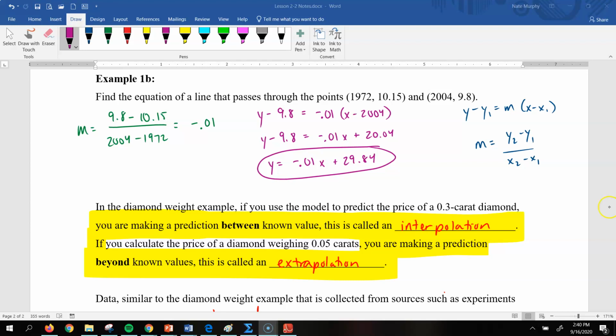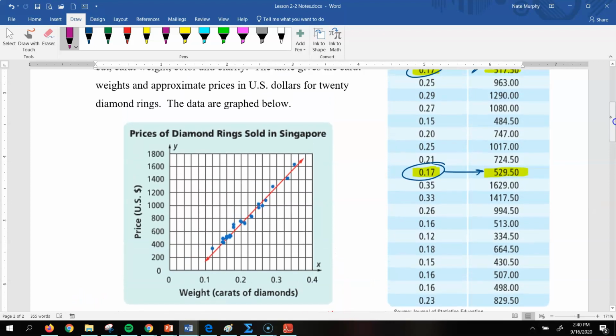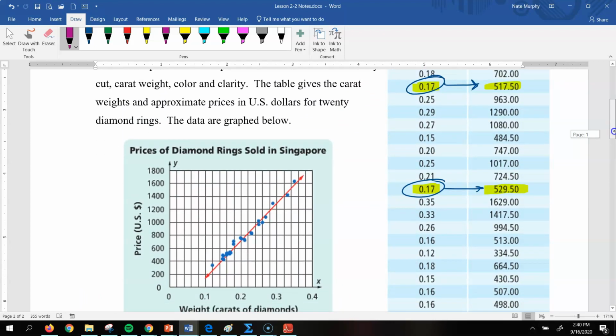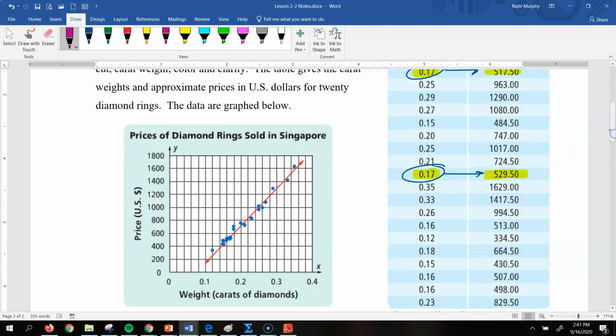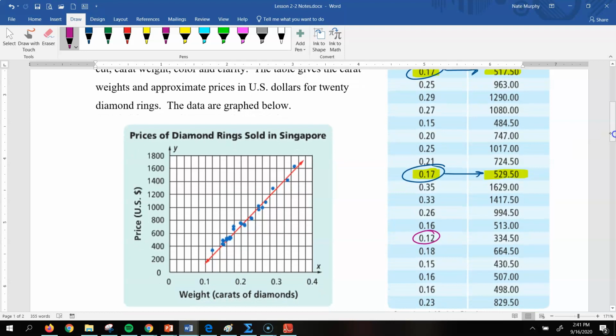So let's think of it in terms of the rings that we were talking about earlier. So let me go up here. In this table here, it looks like the smallest value in the table is 0.12. Am I right? Let's see, do I find anything smaller than 0.12? I don't think I see anything smaller than 0.12. And the largest value looks like it's 0.35. So if I were to use that model that we came up with, and if I used any number between 0.12 and 0.35, that's an example of interpolation, even if it's not in the table.